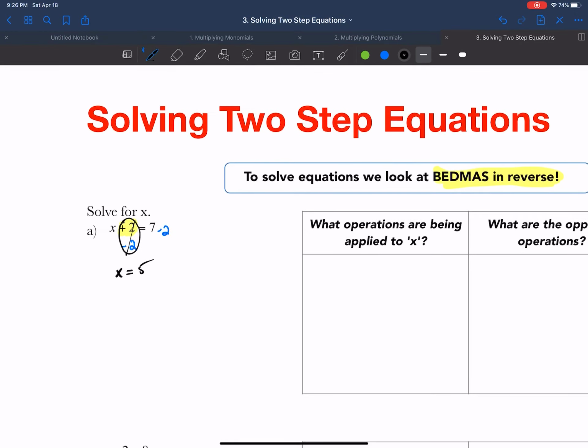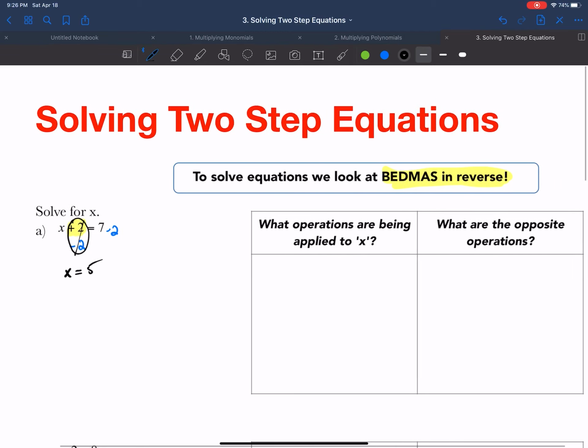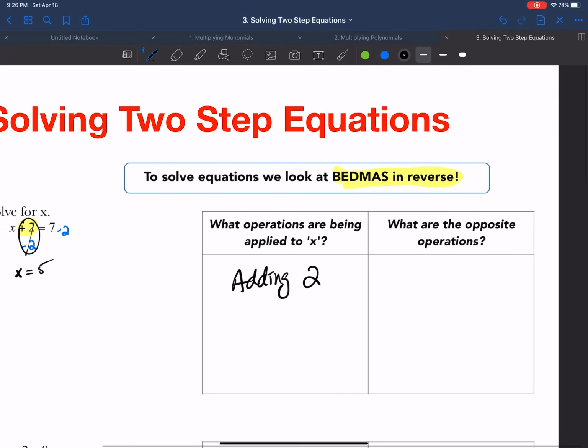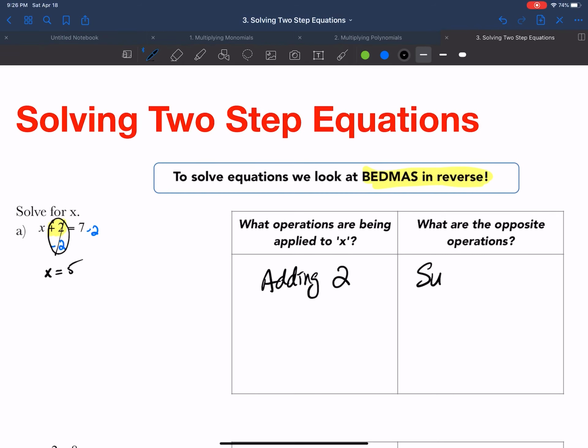It's not exactly that difficult, but we're starting with some easy examples, right? So let's fill in the boxes here. What operations are being applied to x? We're adding 2. So what would the opposite operation be? Subtracting 2. This is what we did.